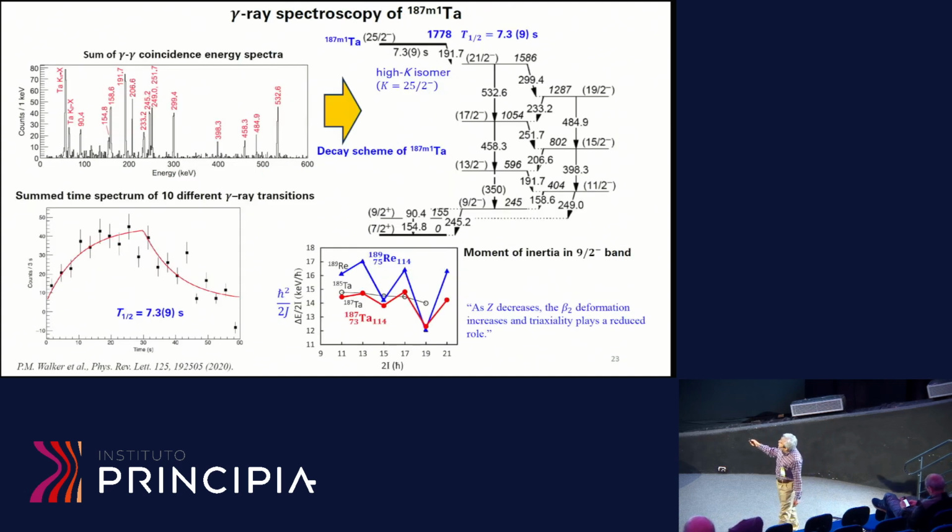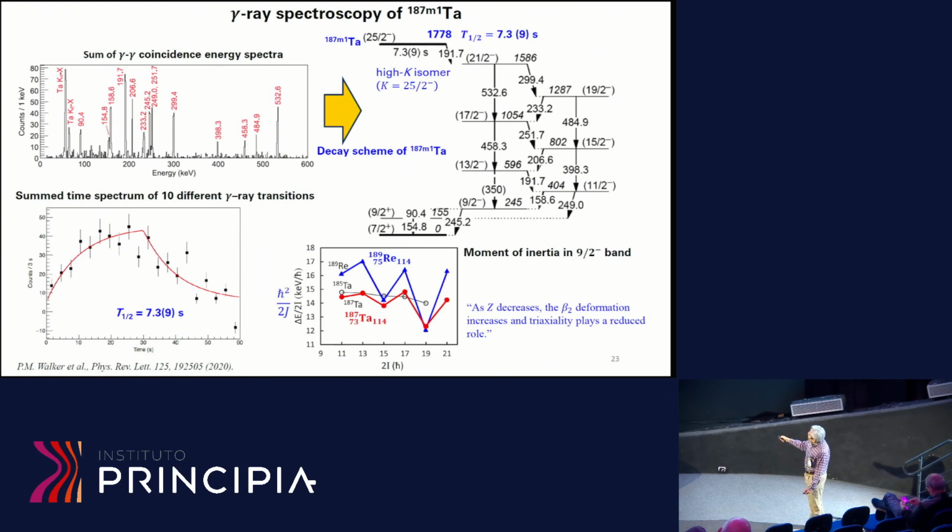Okay, this is a gamma ray spectroscopy of tantalum-187 isomeric states. The multi-neutron transfer reactions can also produce the isomeric state. This figure shows the gamma-gamma coincidence energy spectrum and coincidence data. We could construct the decay schemes from the high-K isomeric states and deduce the half-lives.